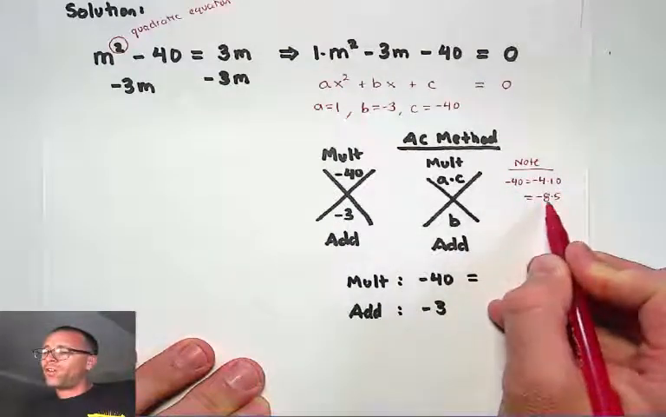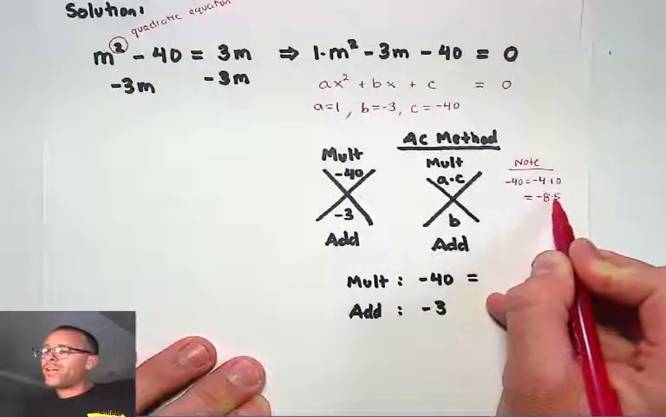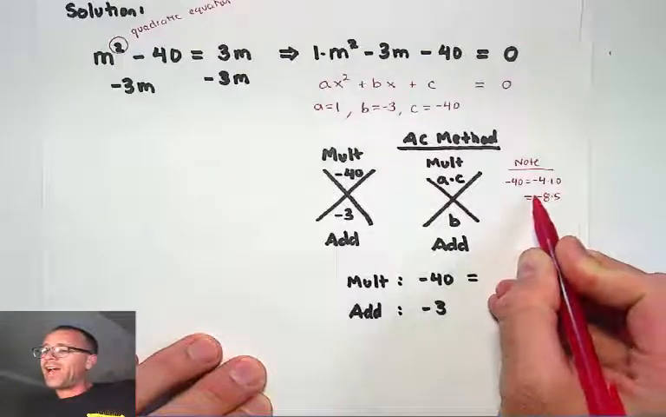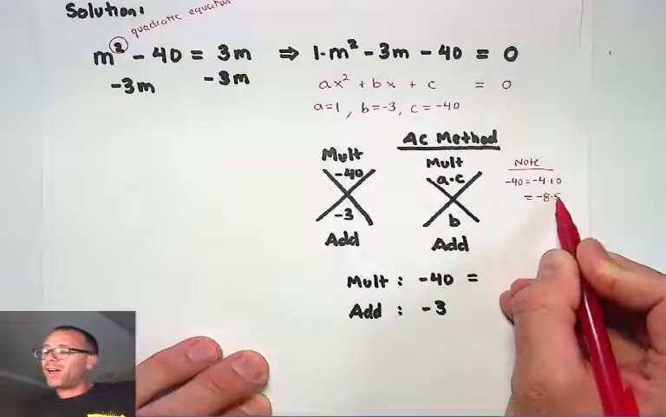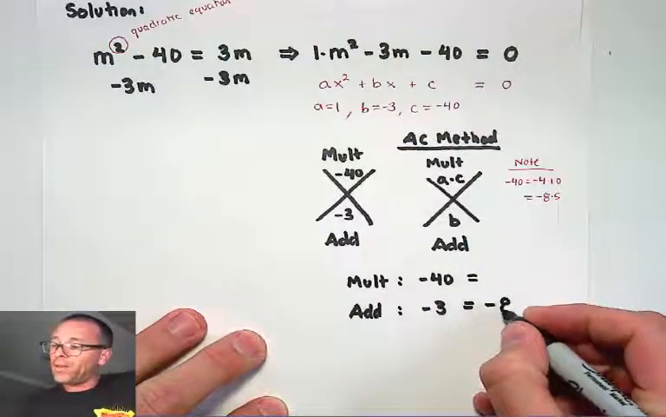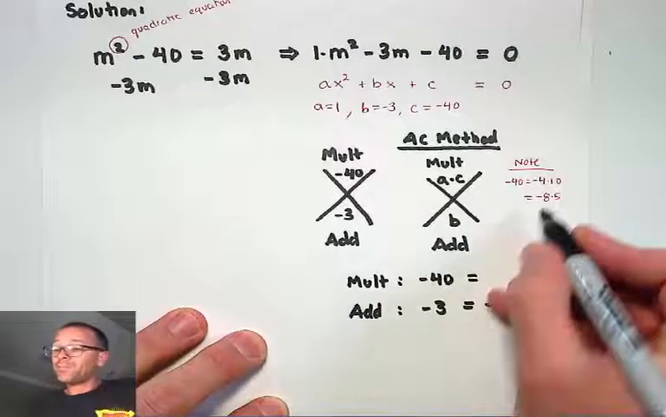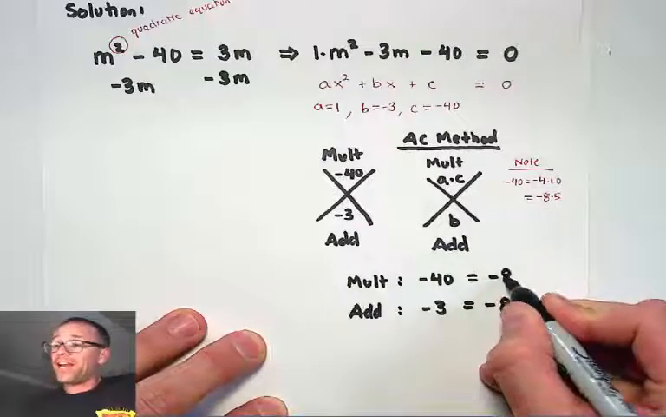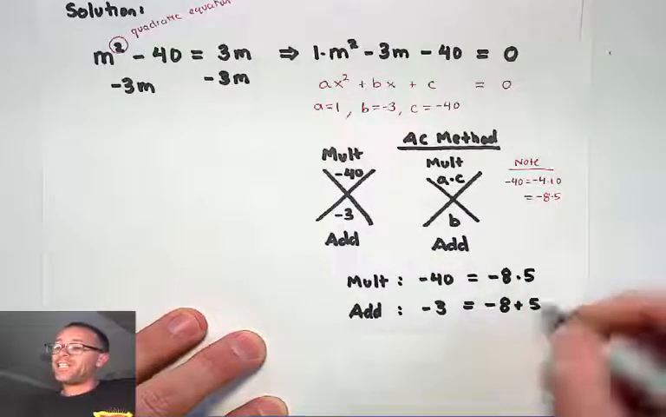I have a negative on one of them. I'm going to add those two factors together to get negative 3. Well, check this out. If I add negative 8 to positive 5, I definitely get negative 3. Let's go ahead and write that. Negative 8 plus 5. And more specifically, I know that negative 8 times 5 is indeed negative 40.